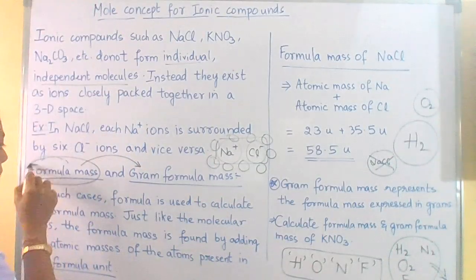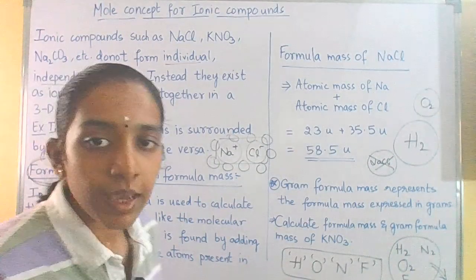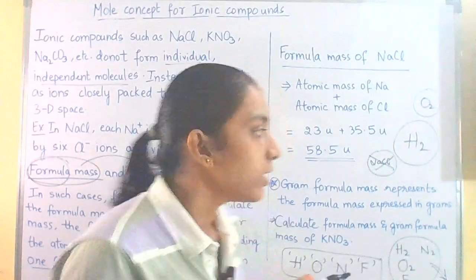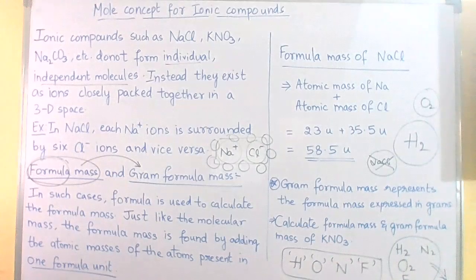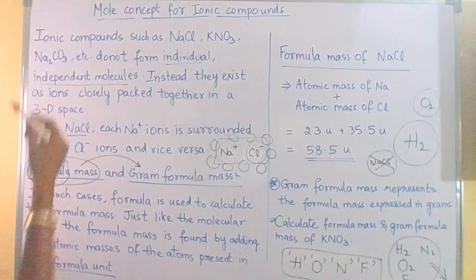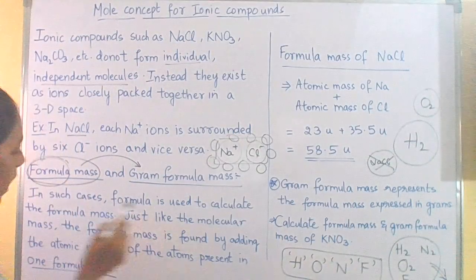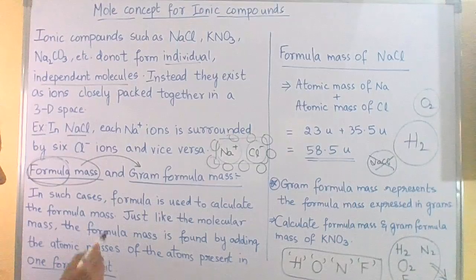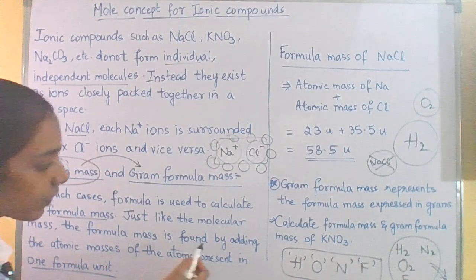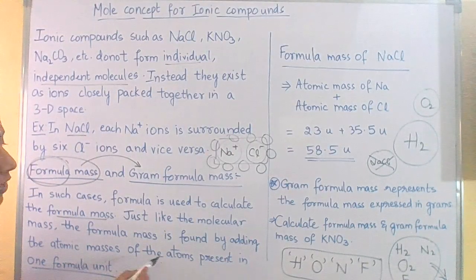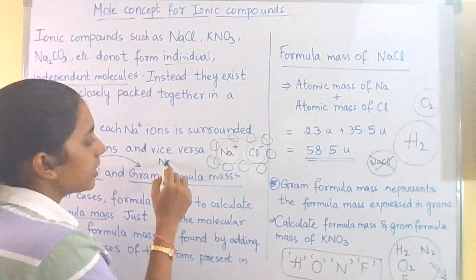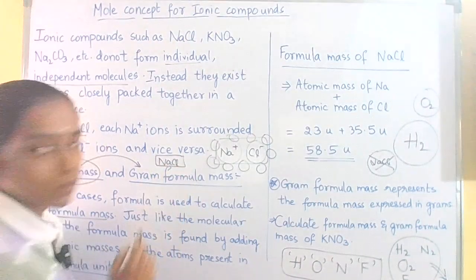Why are we calling it formula here? Because we are using the chemical formula to calculate the mass of that ionic compound. That is the reason we are terming it formula mass. So what is this formula mass? In cases like NaCl, KNO3, Na2CO3, the formula is used to calculate the formula mass. Then how do we calculate it? It is just like the molecular mass. The formula mass is found by adding the atomic masses of the atoms present in one formula unit. NaCl is called one formula unit.